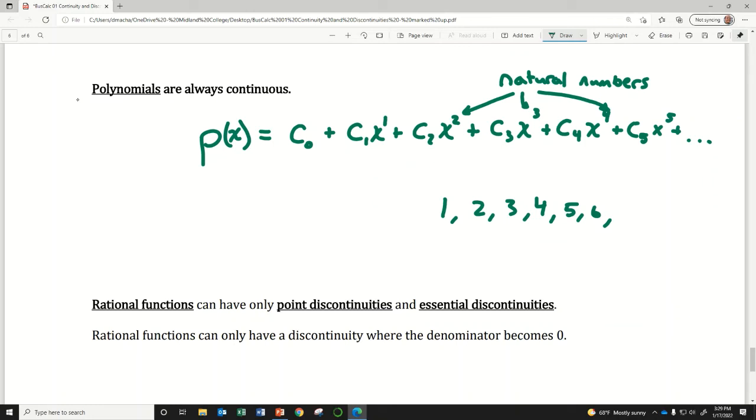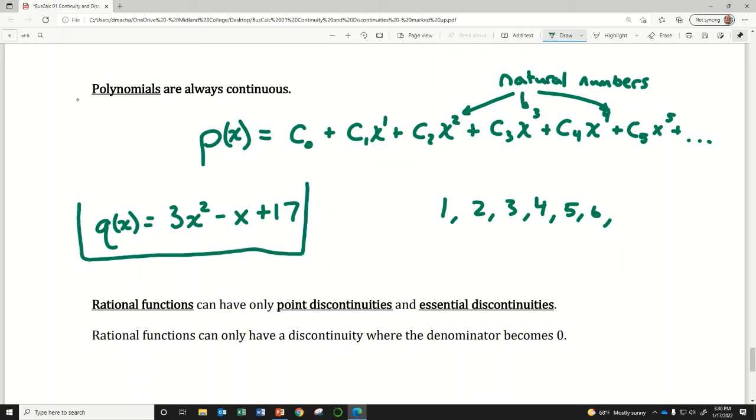So one example of a polynomial, maybe to make this a little bit more real for you, I'll call it q of x. My q of x polynomial could be something like 3x squared minus x plus 17, because I'm allowed to have natural number powers of x, and I'm allowed to have a constant term. So these are polynomials, right? Just a refresher. Now, polynomials are always continuous. They're always continuous everywhere, so they will not have any discontinuities.